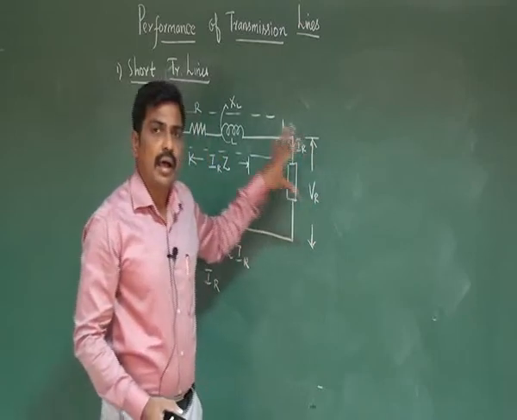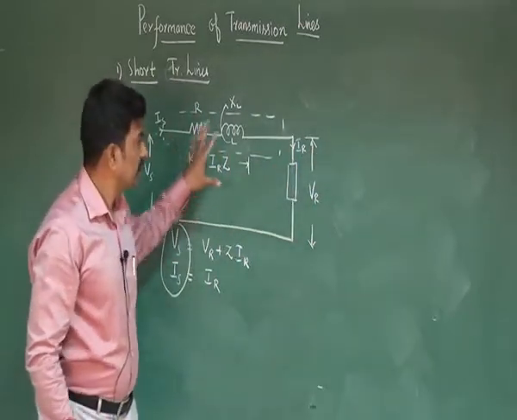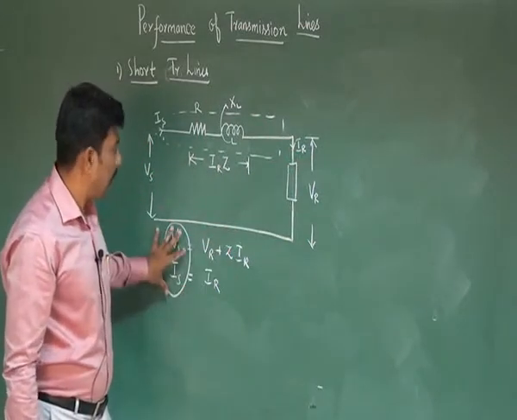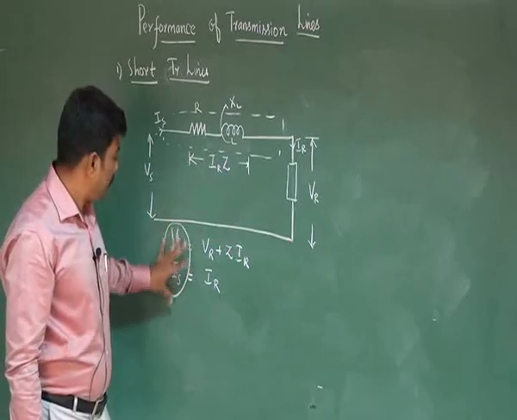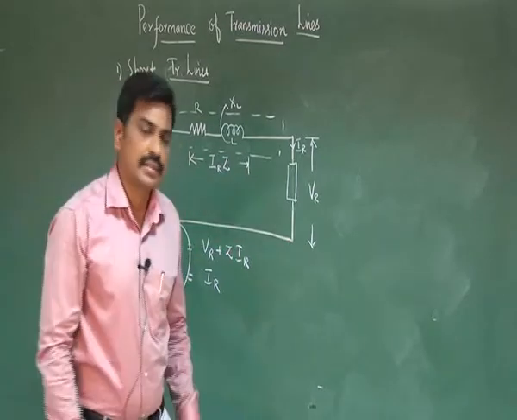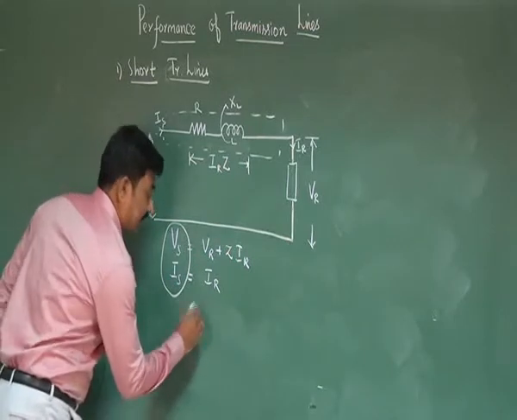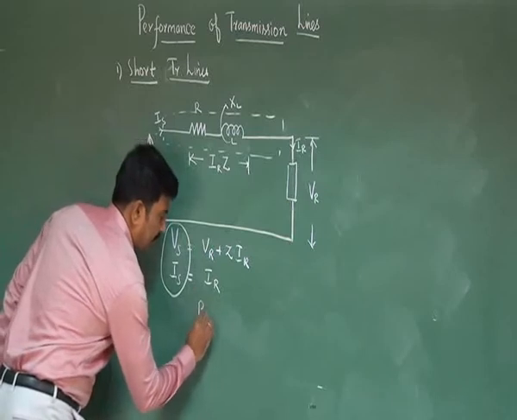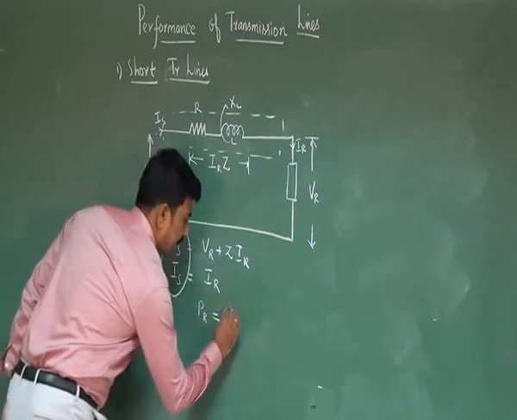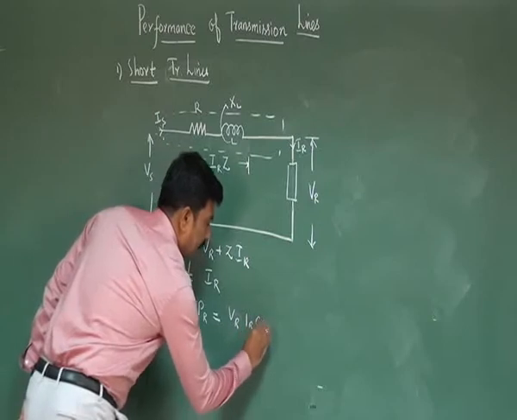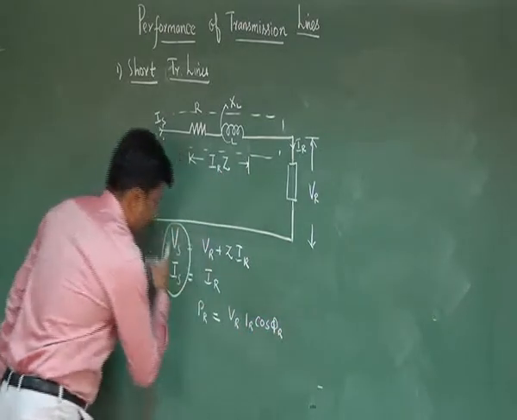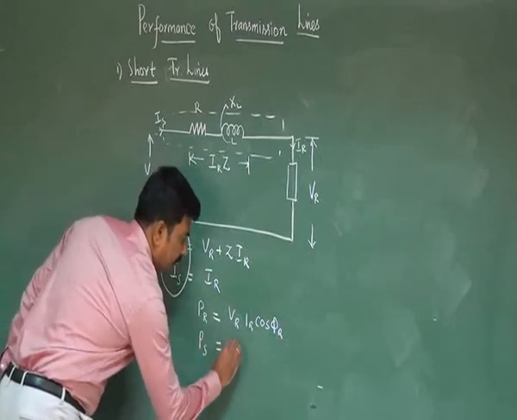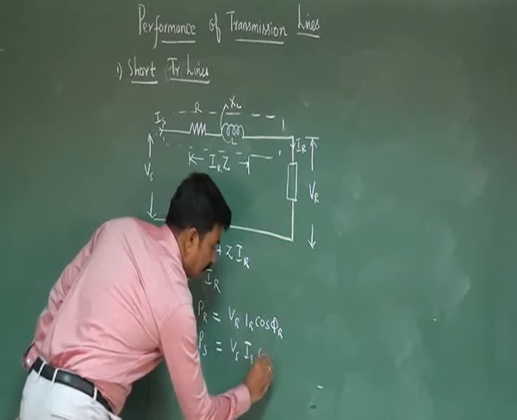So the problem is identification of the sending end power. With the help of these parameter calculations, the ABCD constants, we have now determined the values of the receiving end parameters. Once you find these, we can easily calculate the sending end power also. Let me start with the receiving end power. Receiving end power is given as VR, IR, cos phi r. After knowing these parameters, the sending end power also can be easily understood: Vs, Is, cos phi s.